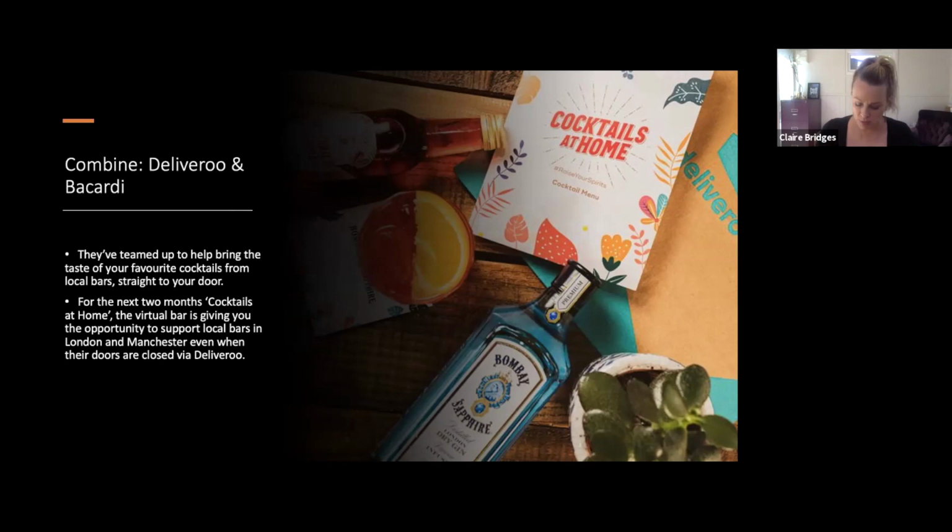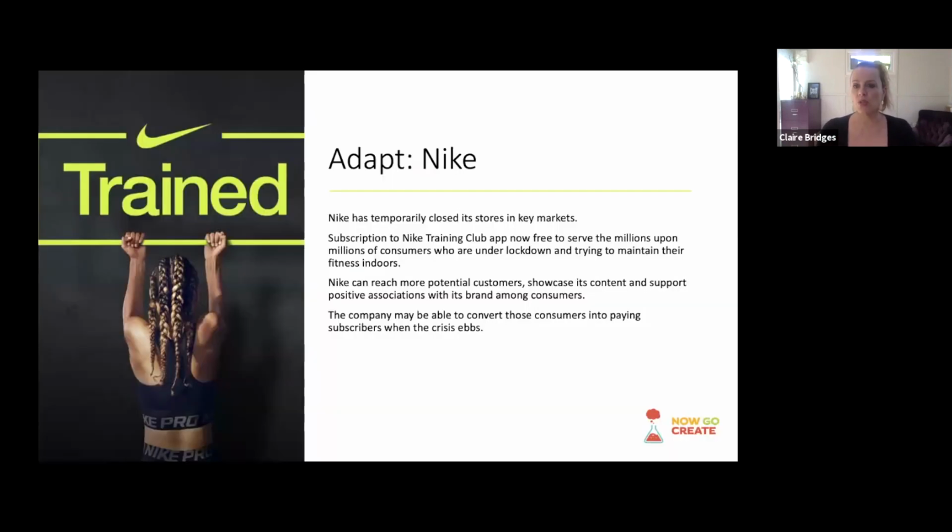And again, I think as Julie was saying, this ability to flex and do something different. You might have been thinking about partnering with someone for a while, but the time just hasn't been right. And actually now it might be a time to pool your resources. Now, Nike, of course, is a huge, great big brand.